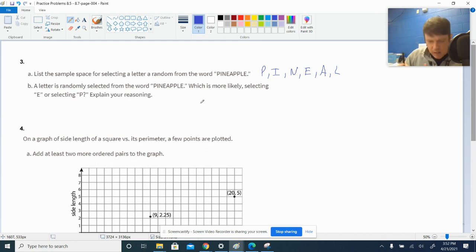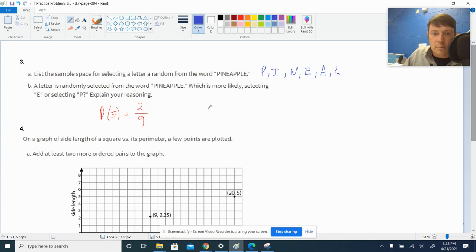A letter is randomly selected from the word pineapple. So we cut them all up, put them in a bag, and we randomly pull one out. What's more likely to happen? Selecting an E or selecting a P? Explain your reasoning. All right, let's do this. Probability that I get an E. Well, first of all, our denominator is the total possible outcomes, which is 1, 2, 3, 4, 5, 6, 7, 8, 9. There's 9 letters in there. Even though the sample space has 7, some of them are multiple. So we got to count those as part of the total outcomes. So 9 ways, and to get an E, there are 1, 2. So 2 ninths to get an E.